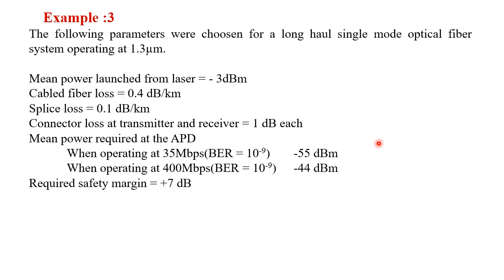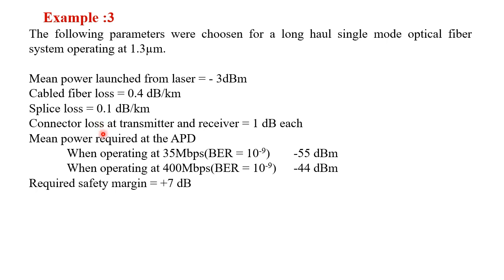Next one is example 3. The following parameters were chosen for a long haul single mode optical fiber system operating at 1.3 micrometer. So these are all the given statements. Mean power launched from the laser is minus 3 dBm. Cabled fiber loss is 0.4 decibel per kilometer. Splice loss is 0.1 decibel per kilometer. Connector loss at transmitter and receiver is 1 decibel each.